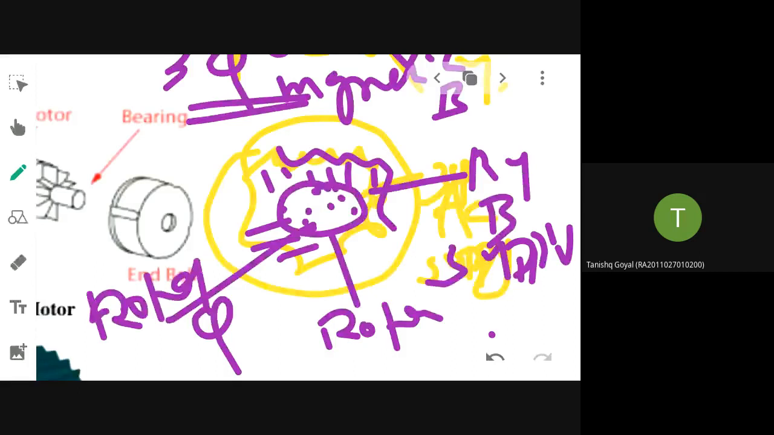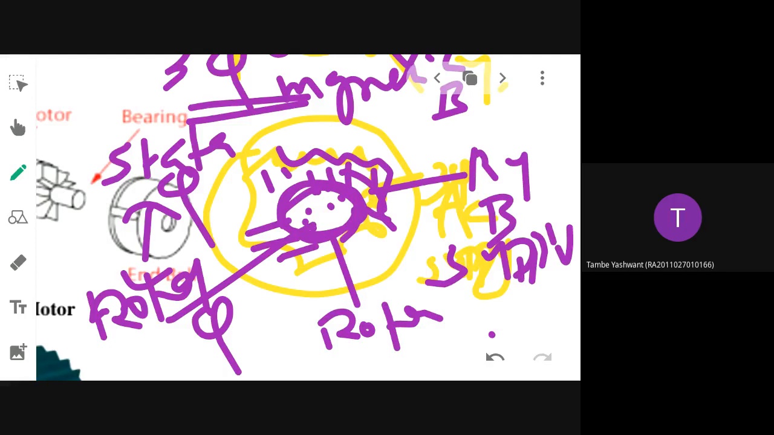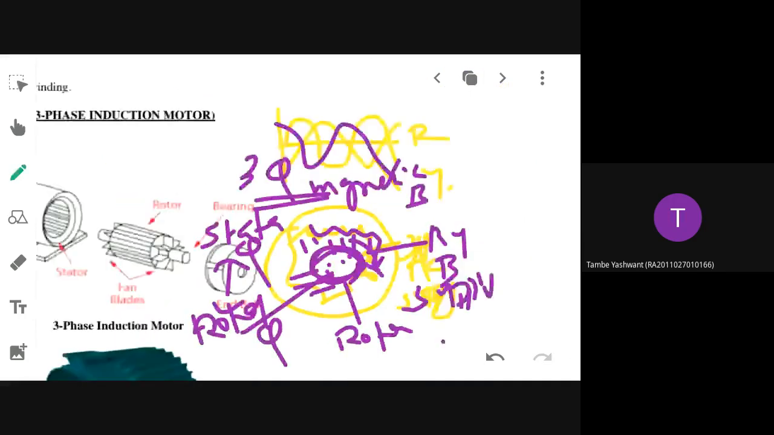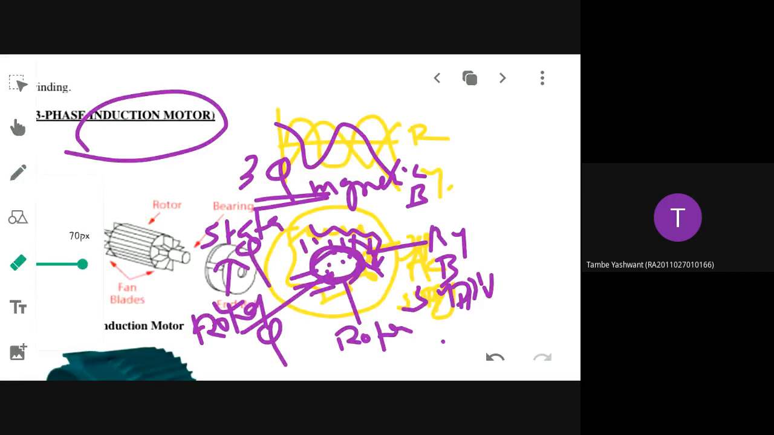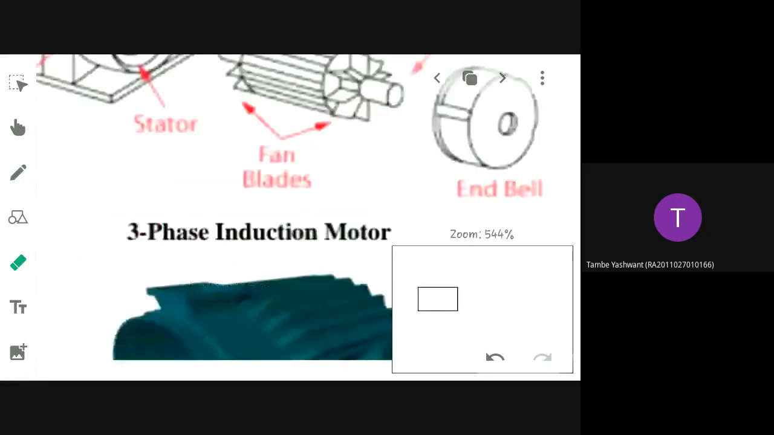That stator flux and rotor flux interacting with each other generate a turning force, a twisting torque. That twisting torque will set the rotor into rotation. So is it called a motoring machine or a generating machine? Motoring machine. That is all about the construction and working principle. I'm hoping all understood.